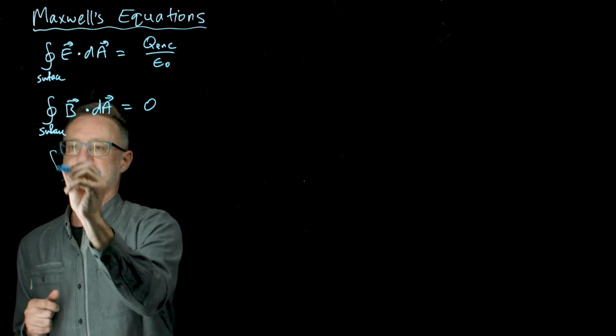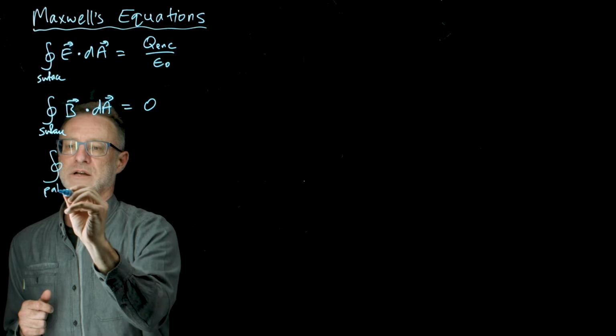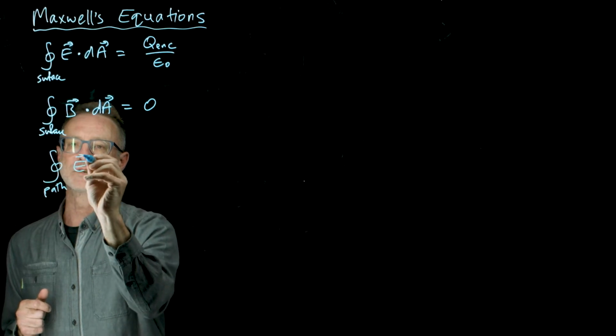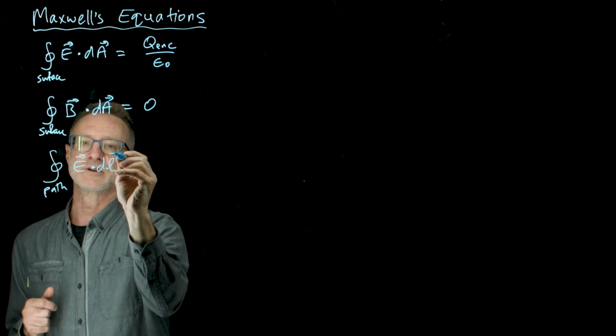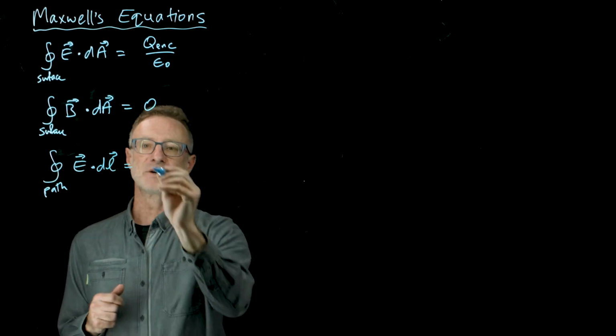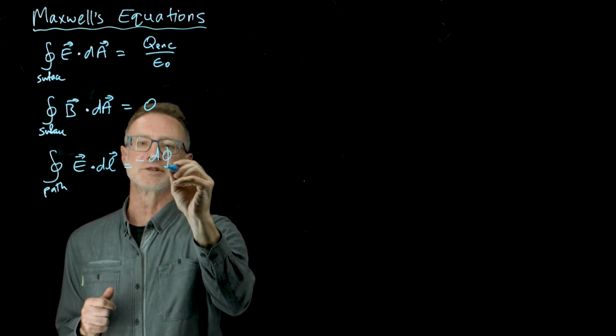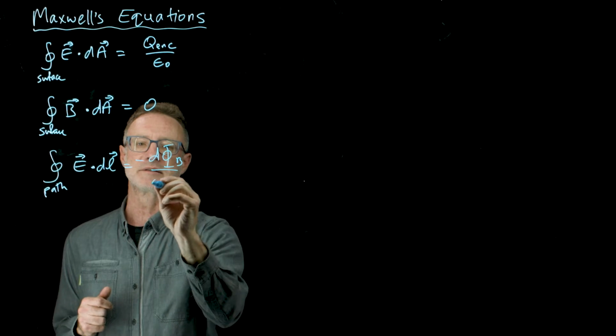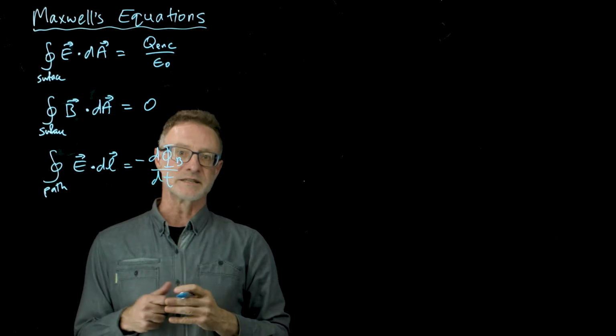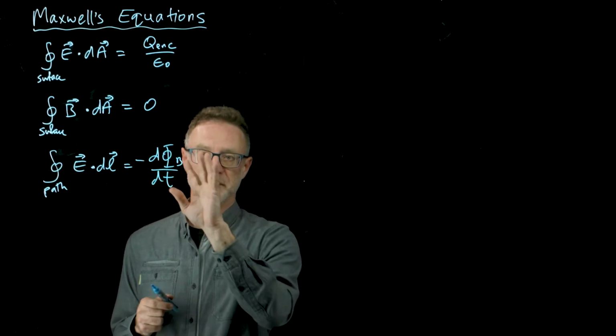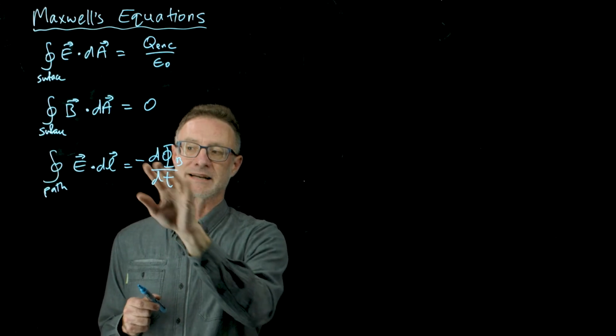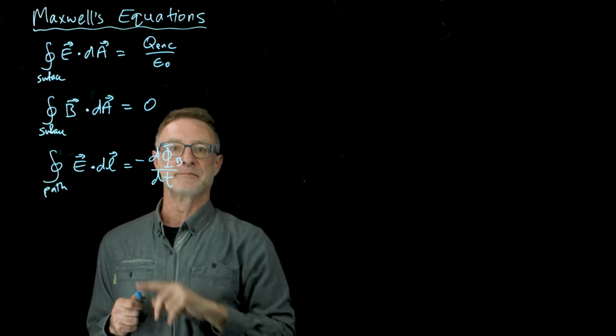And then we have Faraday's law, which is a path integral of the electric field E dot dl around a closed path, and that's equal to minus the rate of change of magnetic flux through that path. So that's Faraday's law, and that tells us that if you have a changing magnetic flux, you're going to generate an electric field that goes in loops.